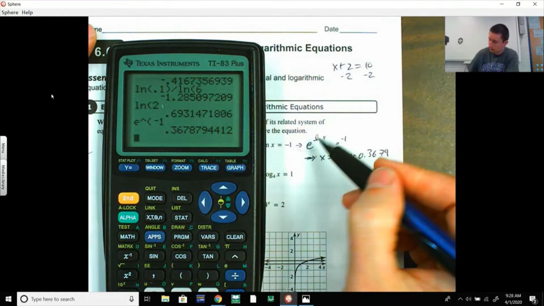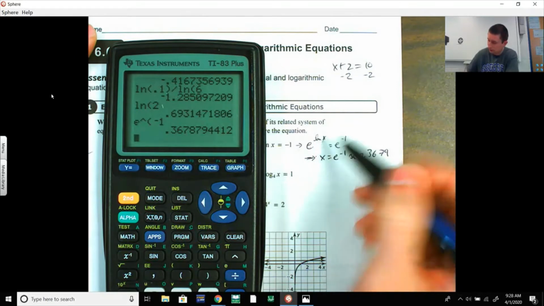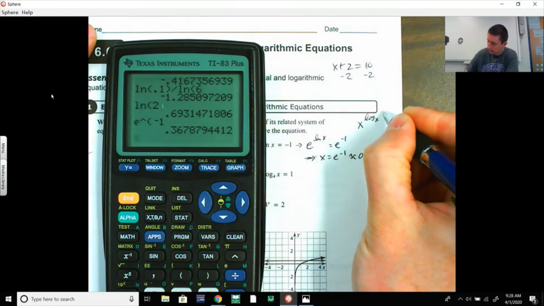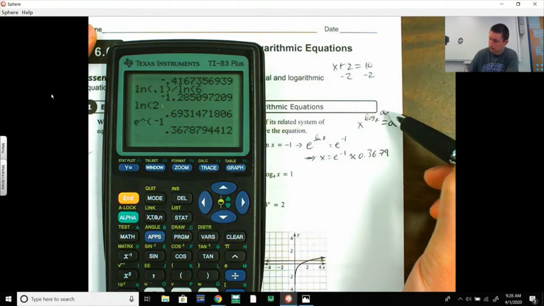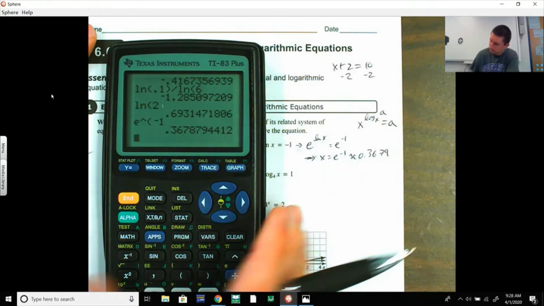Okay, so the rule here is if you have a base and it's raised to something with the same base. So if I have x raised to the log base x of a, that's going to equal a. x raised to the log base x of a, that's going to equal a. So e raised to the log base e of x is going to equal x.